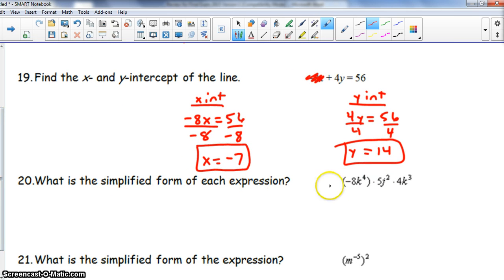And number 20. Okay, so all of these are on the same level. You don't really have an outside exponent outside of parentheses, so they're all on the same level, and we multiply negative 8 times 5 times 4. And when we do that, we get a negative 160. Then, since all of your variables are on the same level, you keep your base of k, and you add your exponent. You get 7. And then you just have this j to the second left over.